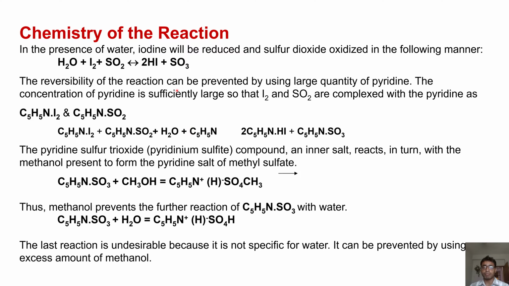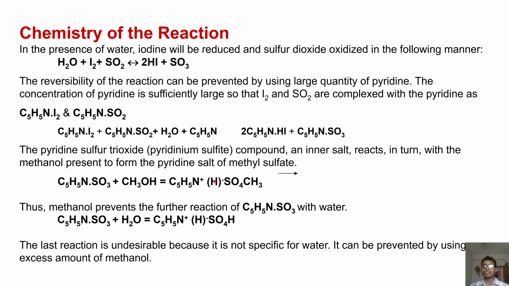Actually, why is pyridine used? Pyridine is used for decreasing the reversibility. You can say this is a reversible reaction, and if you use pyridine, then it will be an irreversible reaction. There will be a tick sign here. The pyridine sulfur trioxide compound, an inert salt, reacts in turn with the methanol present to form the pyridine salt of methyl sulfate. So why is methanol used? Methanol is used for stabilization of the product. This salt will further react with methanol and a stable product will form.